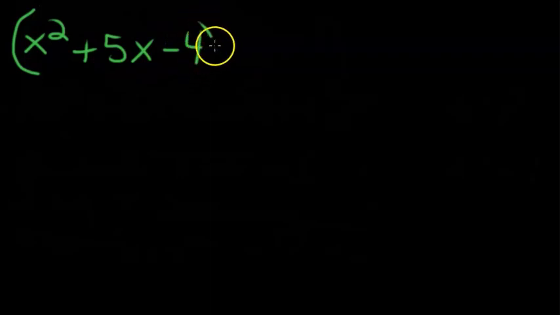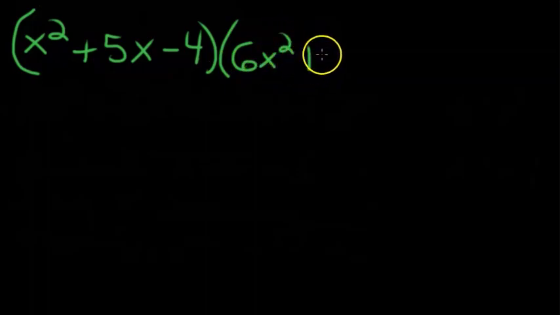Now let's multiply a trinomial by another trinomial. Let's say we have x squared plus 5x minus 4 times 6x squared plus 2x minus 3. Now go ahead and try this problem on your own first by pausing this video.